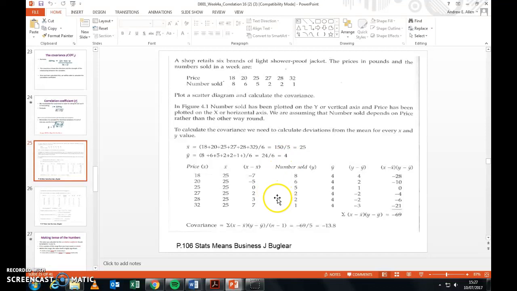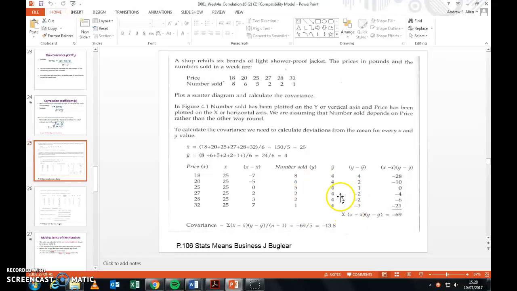Next stage, as you can see on the table just below, is you have your set of the variables from up here and now here, and you subtract the mean for x, which is represented by x bar. So 18 minus 25 gives you minus 7, 20 minus 25 gives you minus 5, and so on down in turn. You then repeat the process over here for y, so y minus 4 gives you 4, 6 minus 4 gives you 2, and then so on all the way down.